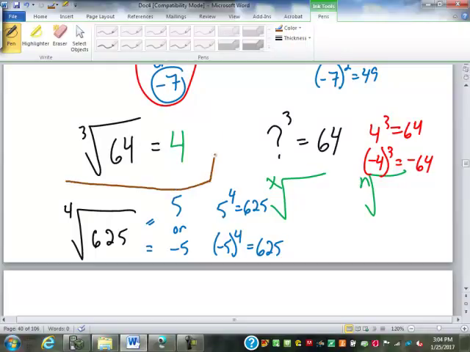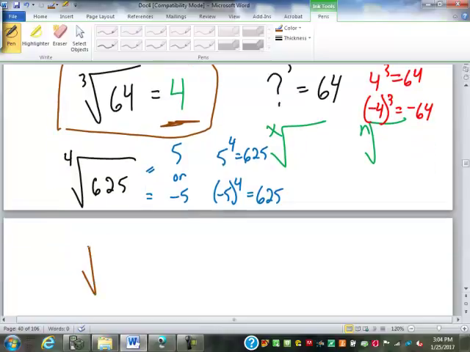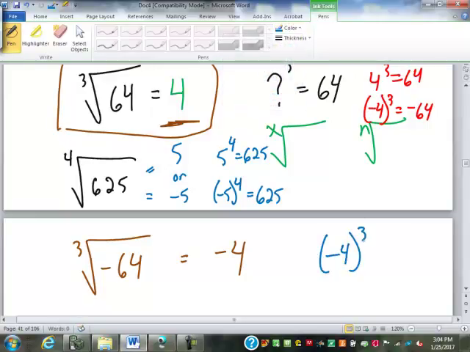The third root only gives us one answer because when it's to the power of 3, to an odd power, it can be a positive number or a negative number. If I wanted to get a negative 4, I would do the third root of a negative 64. That would give me an answer of negative 4, because negative 4 to the power of 3 is a negative 64.